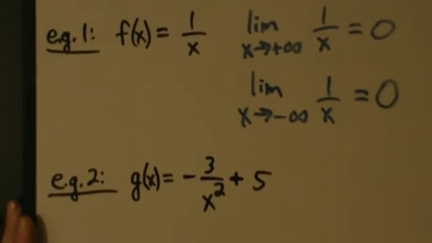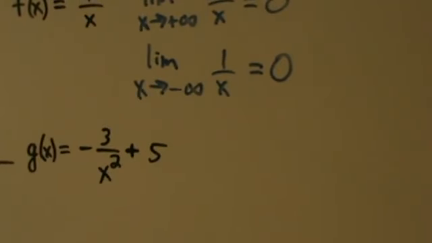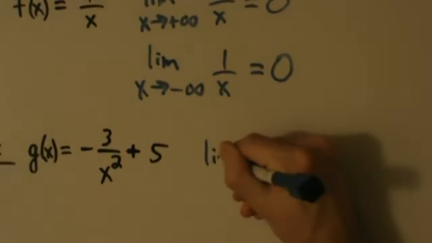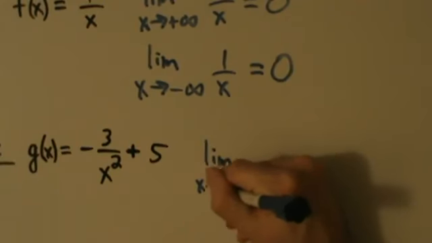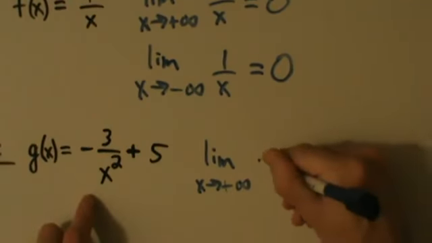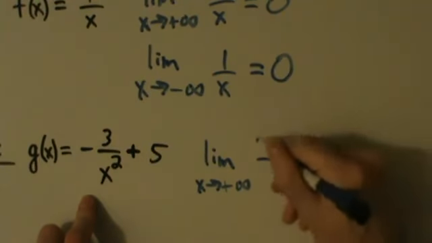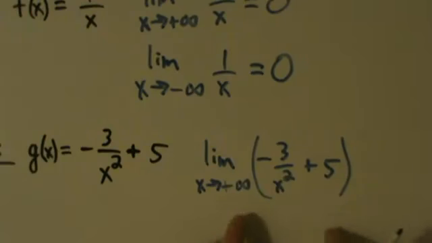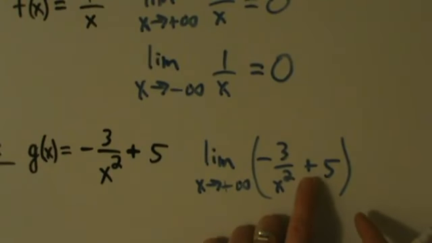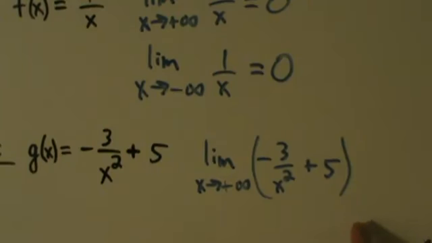The function's a little more complicated, but it's really not going to be that much worse. So let's do the limit as x goes to positive infinity of (negative 3 over x squared plus 5). And again, these parentheses are necessary because we have this addition in here. So we're taking the limit of this entire thing here. So don't forget to include the parentheses.